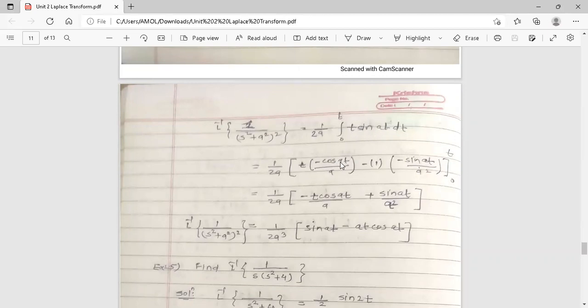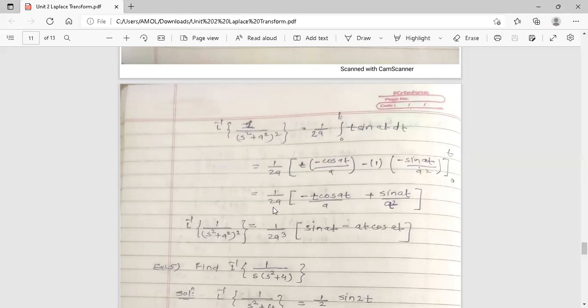So integration is minus cos at upon a, because variable is t, a is coefficient. Minus second term: minus sign into derivative of u. u is here t, derivative of t with respect to t is 1, another bracket v2. v2 means integration of v1. v1 is here minus cos at upon a. Its integration is minus sign as it is. Integration of cos function is sin at upon a. Already one a is there, so a into a is a square. So the term is minus sin at upon a square. The next term will be 0 because derivative of 1 is 0. So no need to write the next term. And limits are 0 to t.